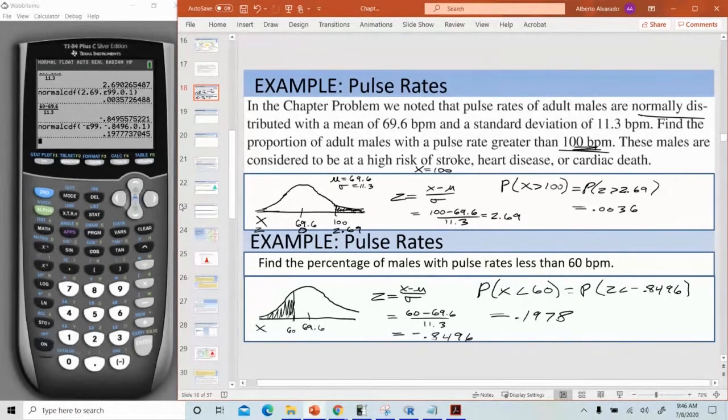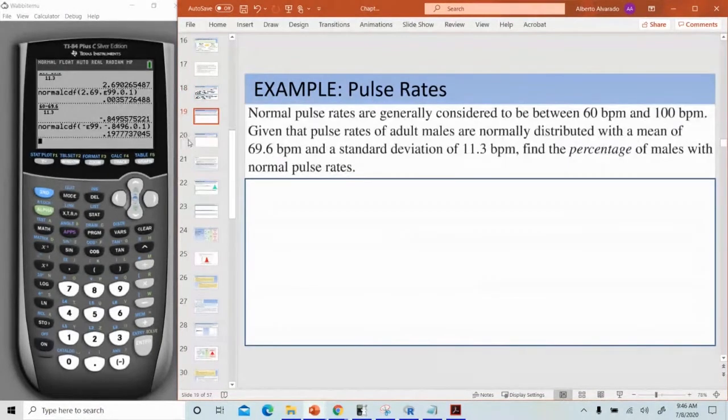So there you have it. That's how you find that probability. Convert the x to a z-score, given the mean and standard deviation. This one we had area to the right, and this is area to the left. And I think I have one more.